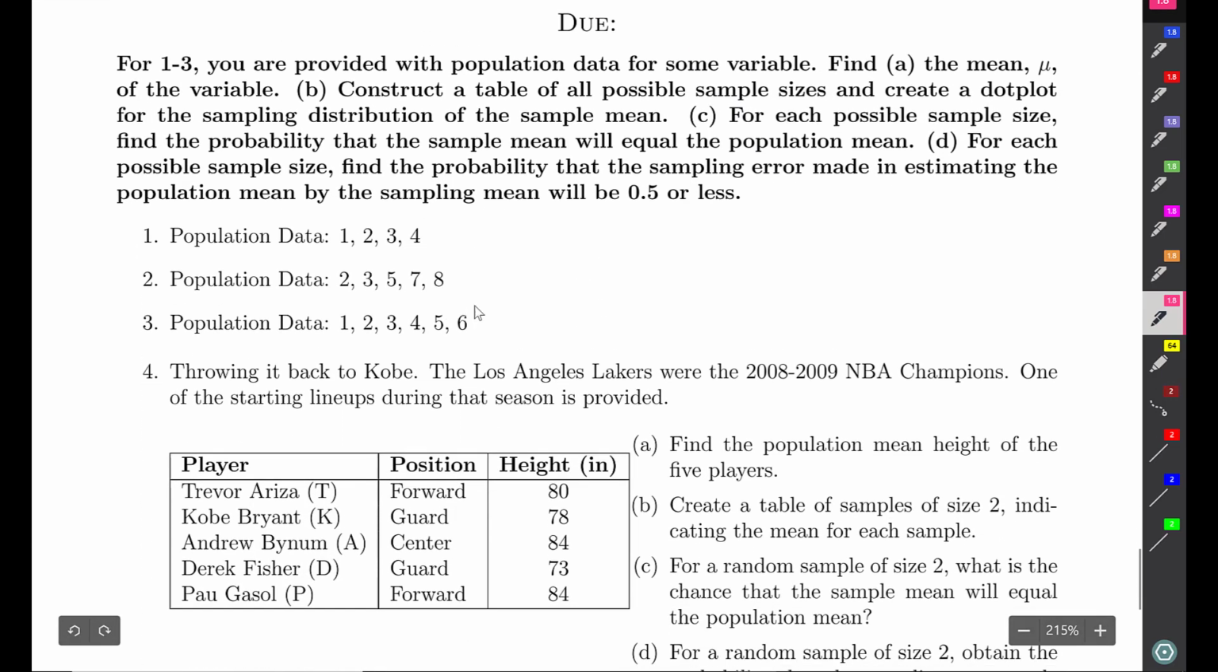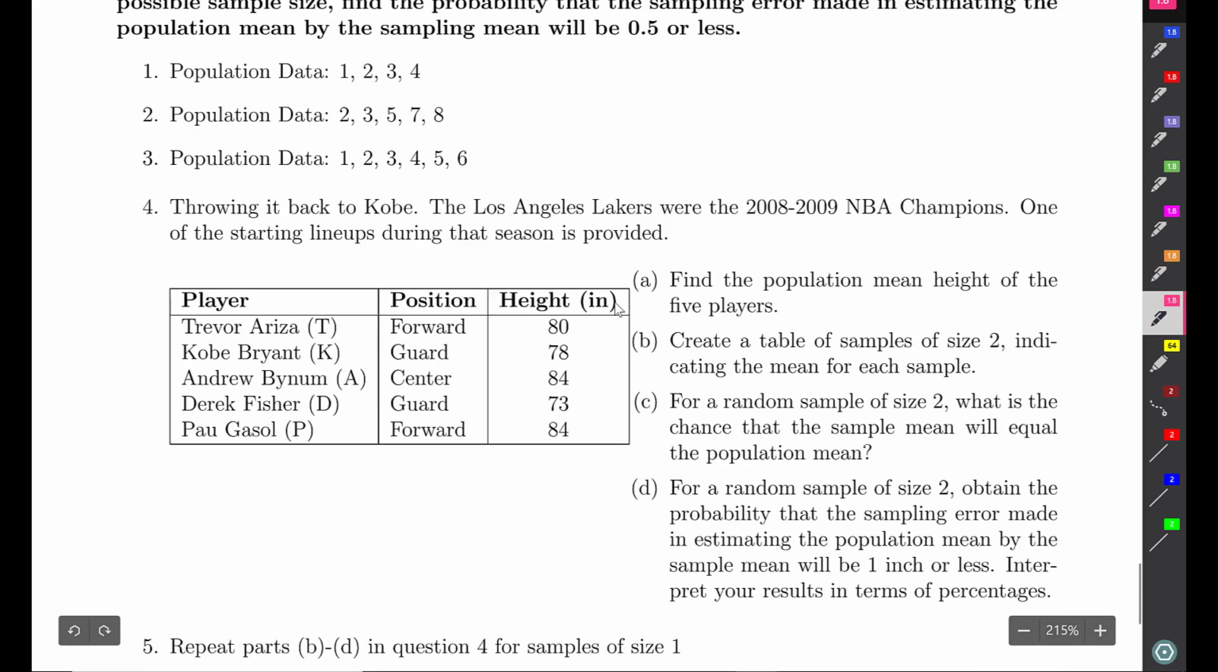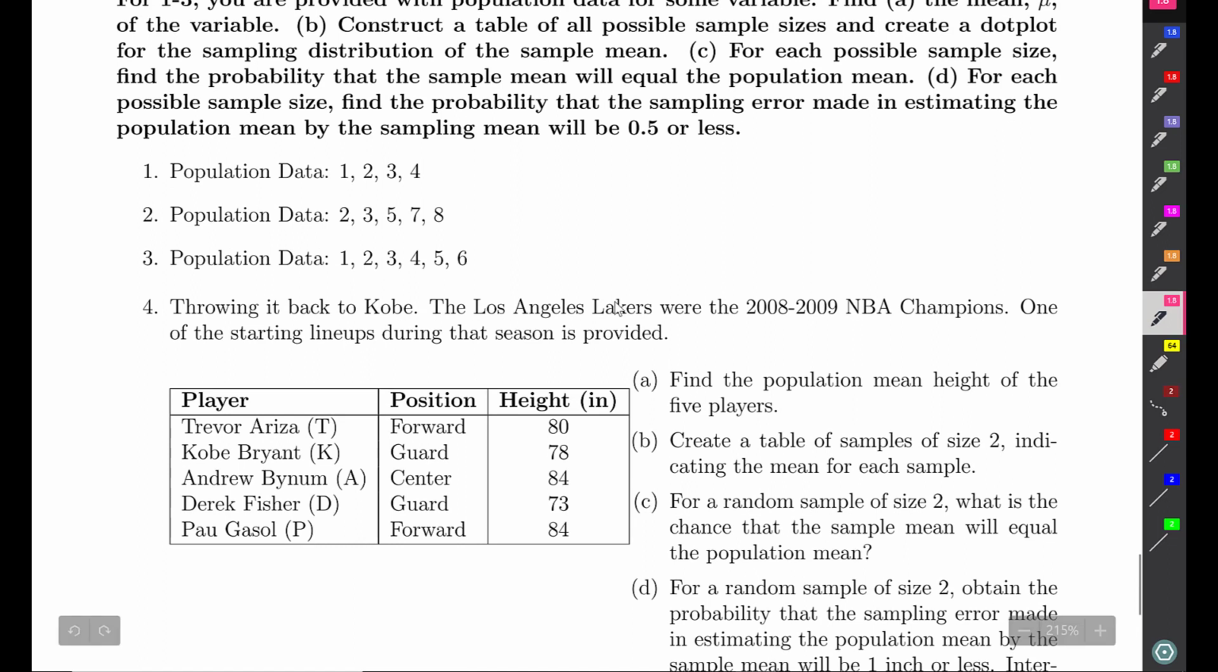The homework should not be difficult, I don't believe. For 1, 2, 3, 4, you're going to do exactly what we did in the examples. You're going to set up the specified number of sample groups, find their individual means, compare that to the population mean, and answer a few other questions. For part B on 1, 2, and 3, construct a table. We've already done that, so you know how to. For part C, for each sample size, find the probability that the sample mean will equal the population mean. And for part D, for each sample size, find the probability that the sampling error made in estimating the population mean by the sample mean will be 0.5 or less.